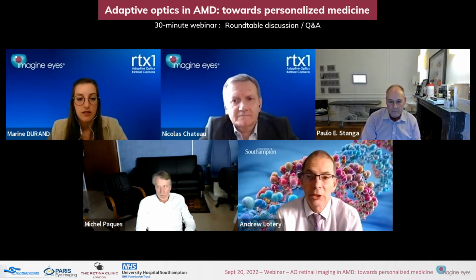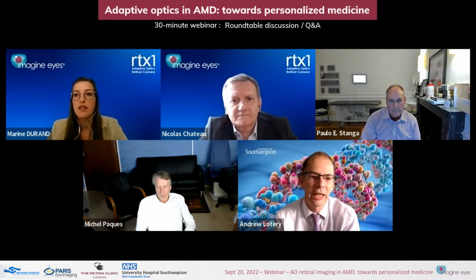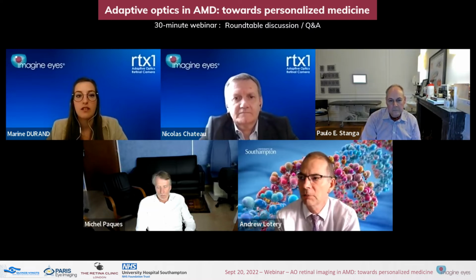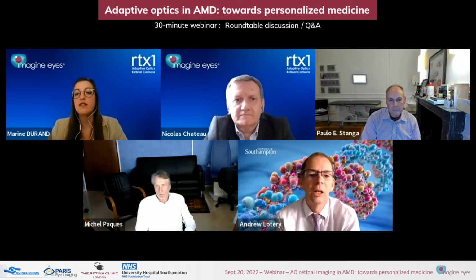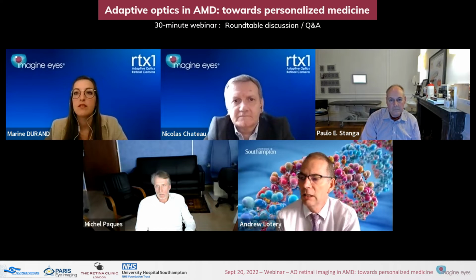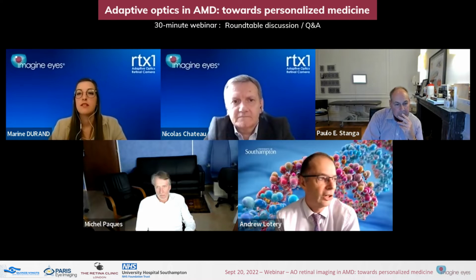Well, we're interested in understanding the natural history of intermediate AMD and why some patients progress quickly to late stages of AMD and some progress slower. So we really want to interrogate every layer of the retina, the RPE, the choroid, to really find the earliest changes that predict progression.